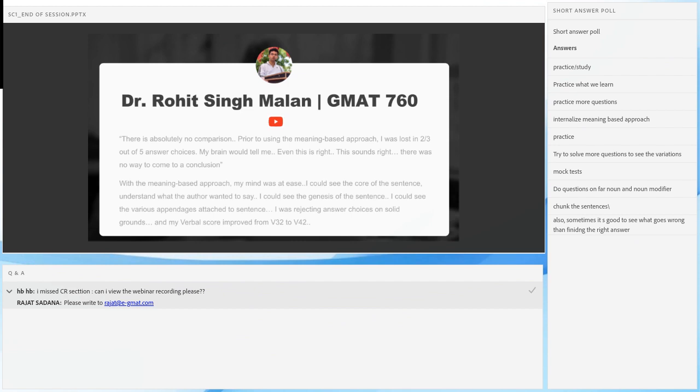So we've already discussed the impact of the meaning-based approach, and Yash, I think you would probably associate with this data point here. We had one of our former students, a very, very bright guy. He was an IDES officer and also a doctor, so he's really good with competitive exams. But on his first GMAT attempt, he got a 660. Why? Because he was focused on learning the rules and practicing a lot. He wasn't following the meaning-based approach.